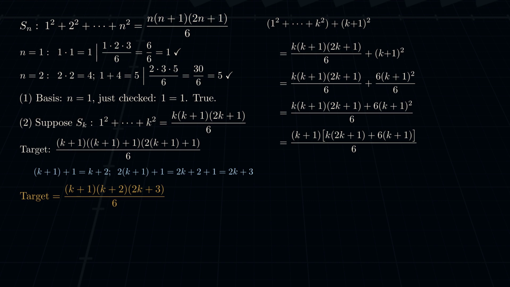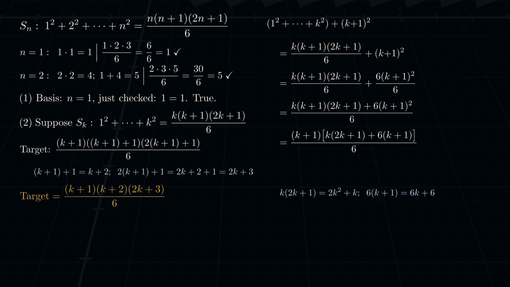(k plus 1) times the quantity k times (2k plus 1) plus 6 times (k plus 1). Now tidy the inside. k times (2k plus 1) is 2k squared plus k. 6 times (k plus 1) is 6k plus 6.